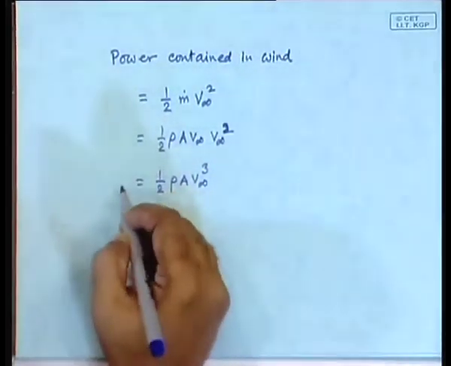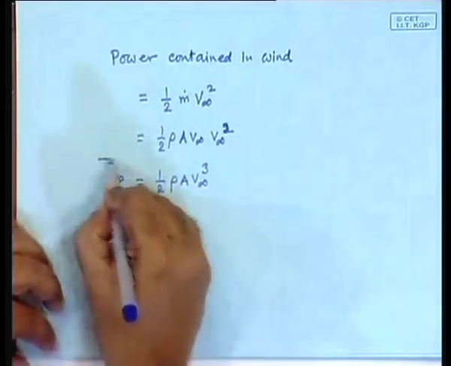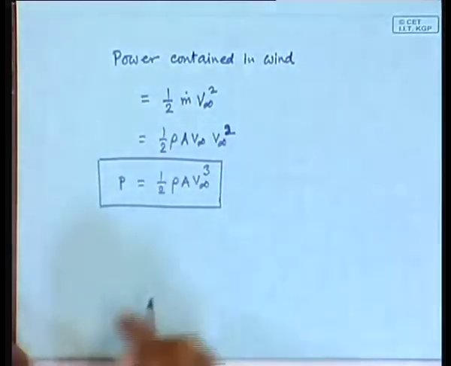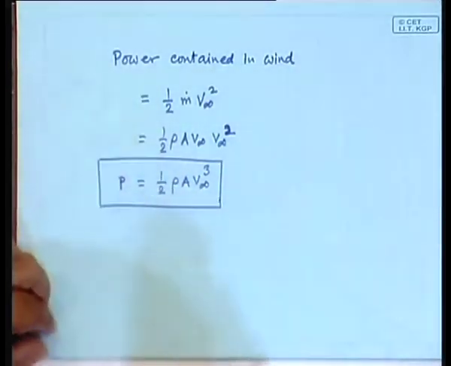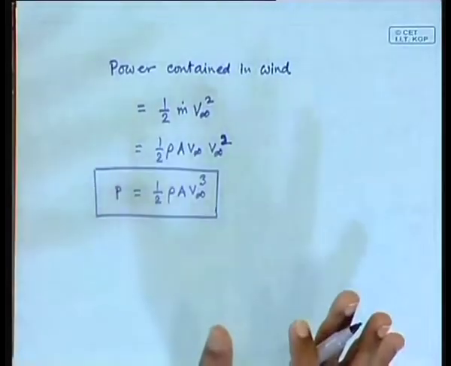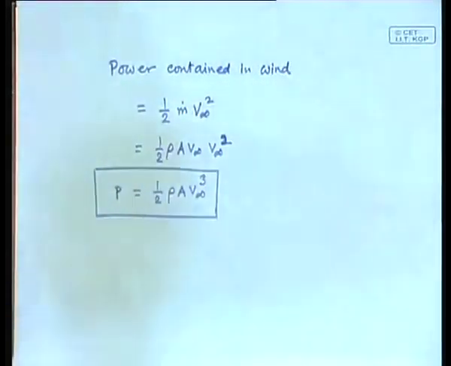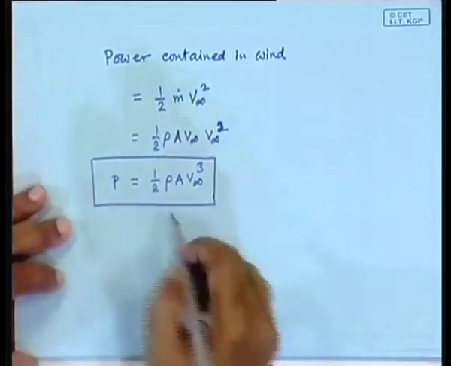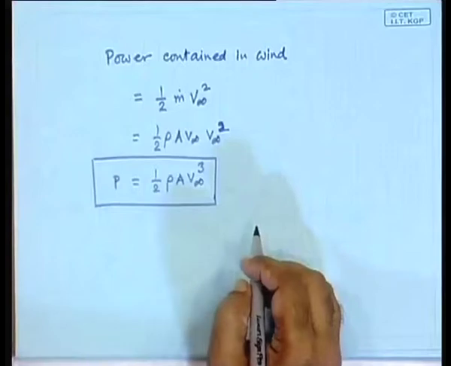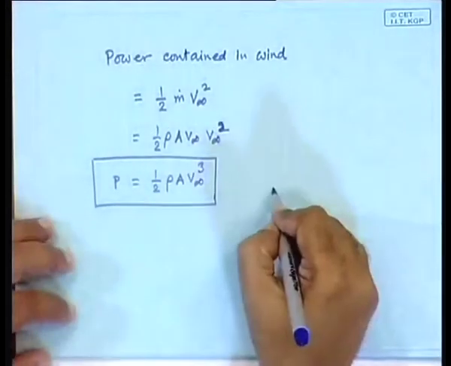So, this is the power, something that you should remember for the rest of the classes, because we will refer to it again and again. So, here is the total amount of power that is contained in wind, out of which we are trying to get some amount of output. So, here again, what is the value of rho?